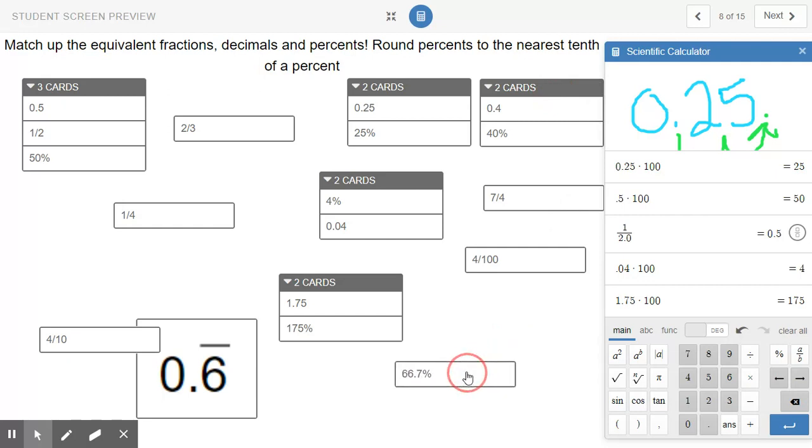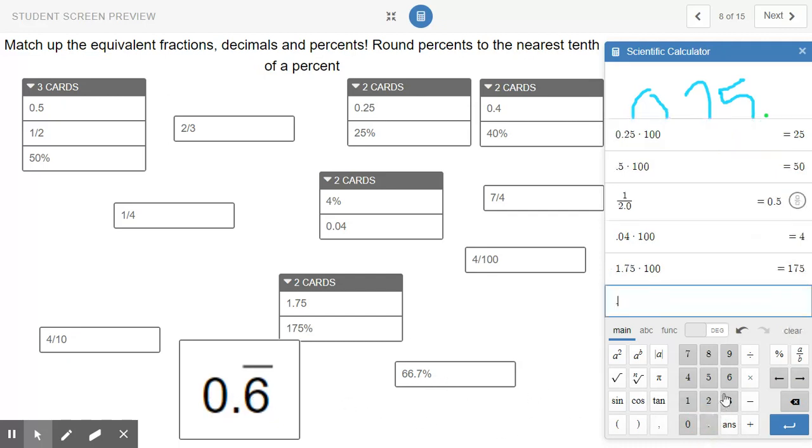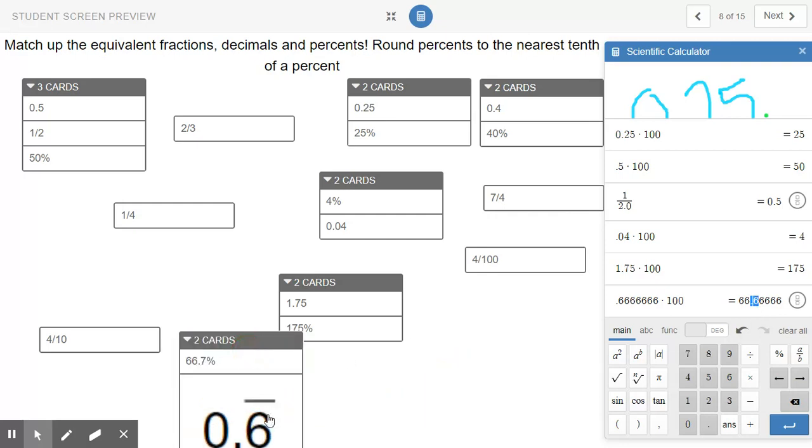Okay, we still have something left. Oh, this one sticks out, doesn't it? It's the only decimal left. And so I have to remember this is a repeating 6. So 0.66666 and it goes on forever and ever. So if I did put in 0.66666 times 100, I actually get this, but remember in my directions it says round percents to the nearest tenth. So the tenths place is right here. It's the first one behind the decimal. So that 6 is going to be rounded to a 7 since it had a 6 behind it. So this actually matches up with this.